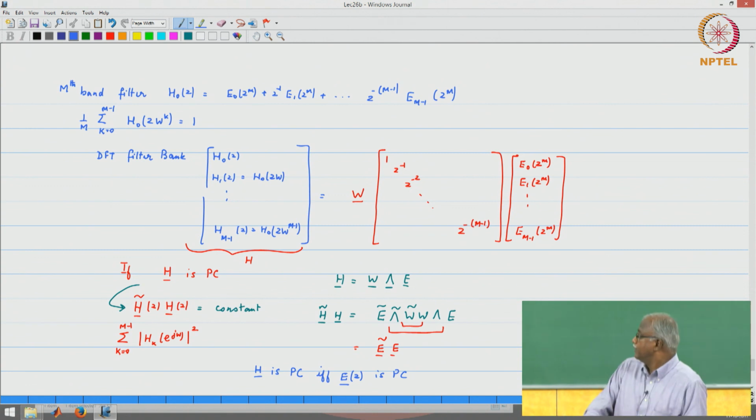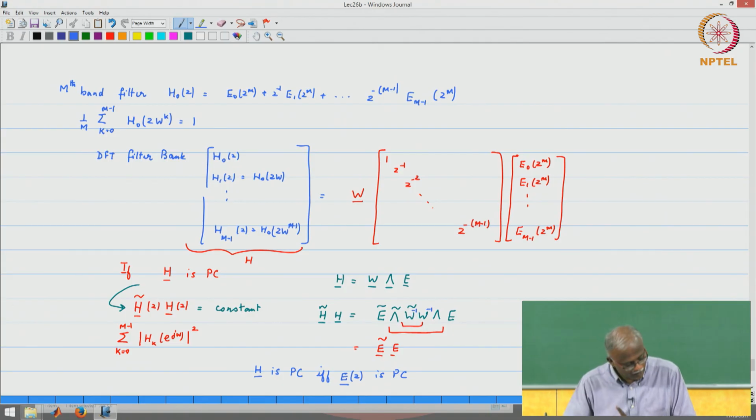So it should be the IDFT matrix, right? Instead of W, it should be W to the power minus. Okay, so maybe this one should be W inverse tilde. Yeah, I'll have to verify, because I think you're right: what you will get is the negative powers of W, which is the IDFT matrix. You're absolutely correct. So the relationship between H and the polyphase components is an important one.